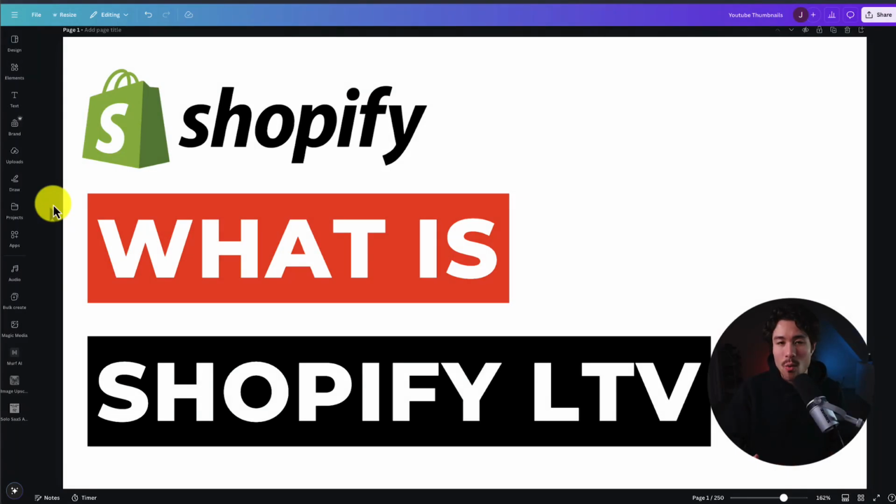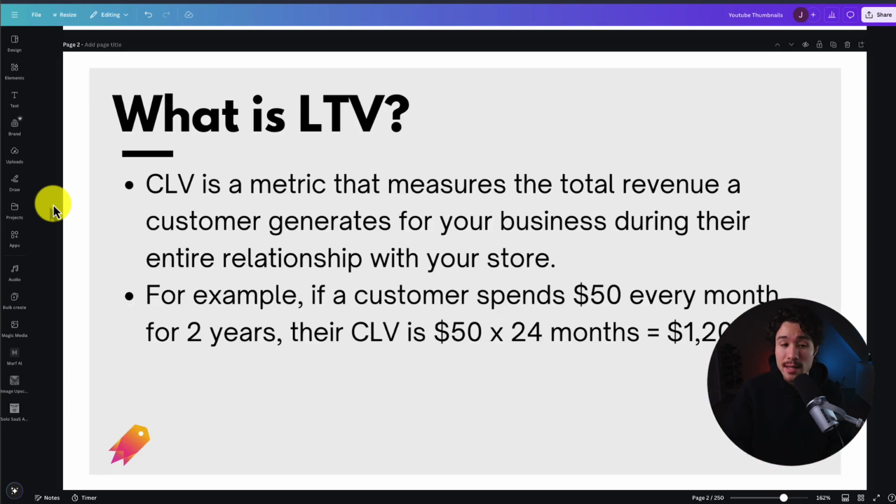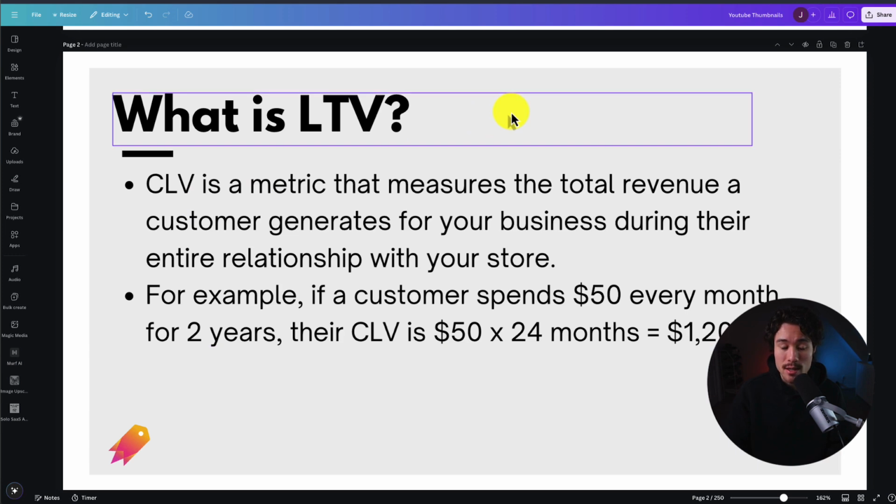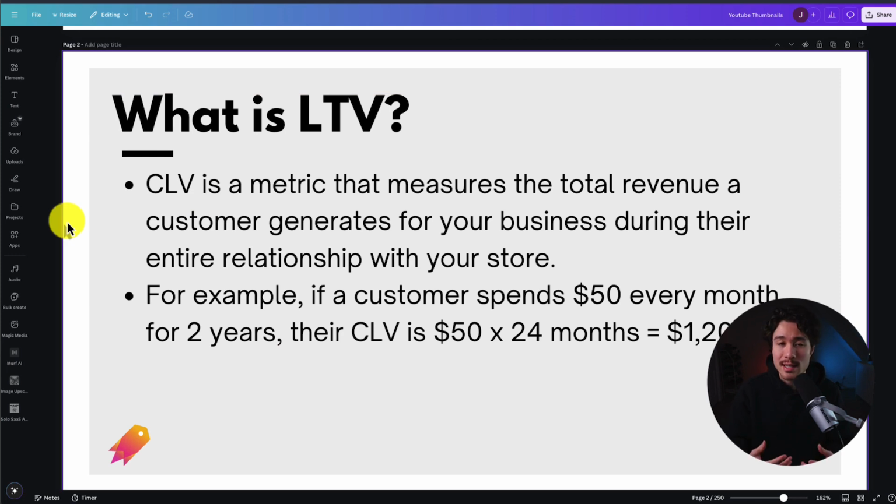I'll be explaining what Shopify LTV is. And if you haven't heard the acronym LTV before, it stands for lifetime value. In terms of what it means, it's a metric that measures the total revenue a customer generates for your business during their entire relationship with your store.